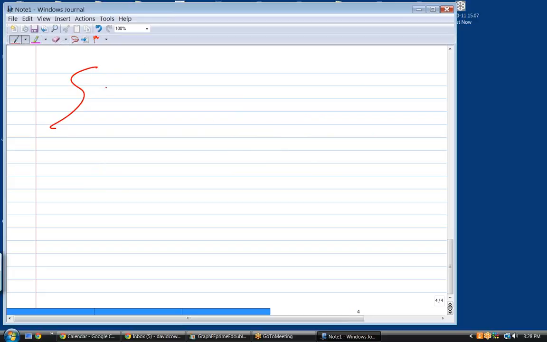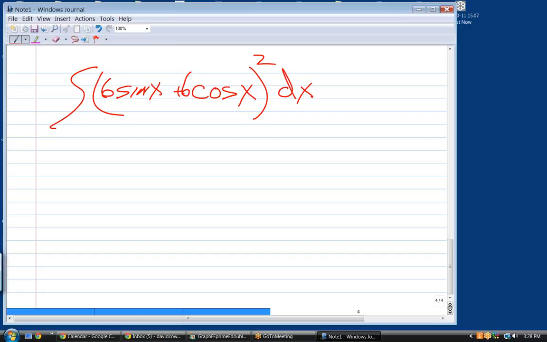Okay. And then it's 6 sine x plus 6 cosine x. Notice how important it is that it be plus and not multiply. And then the whole thing is squared. And there's a 6 in front of the cosine as well. Yes. Okay.